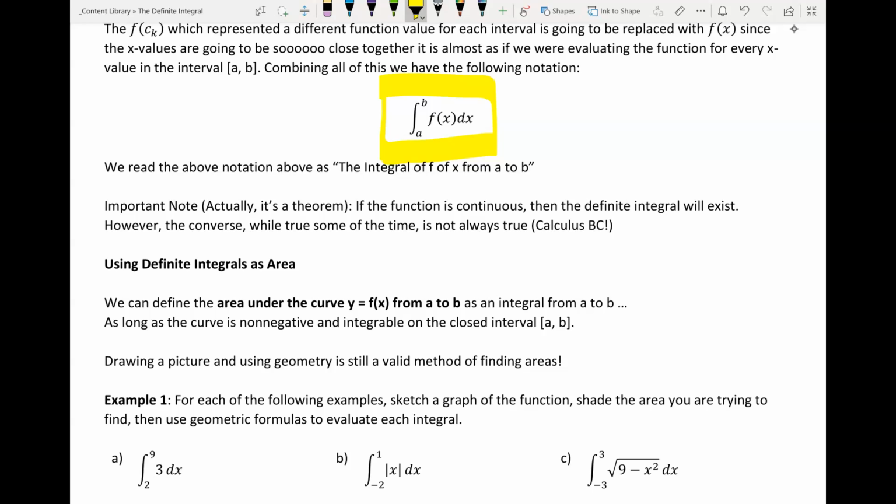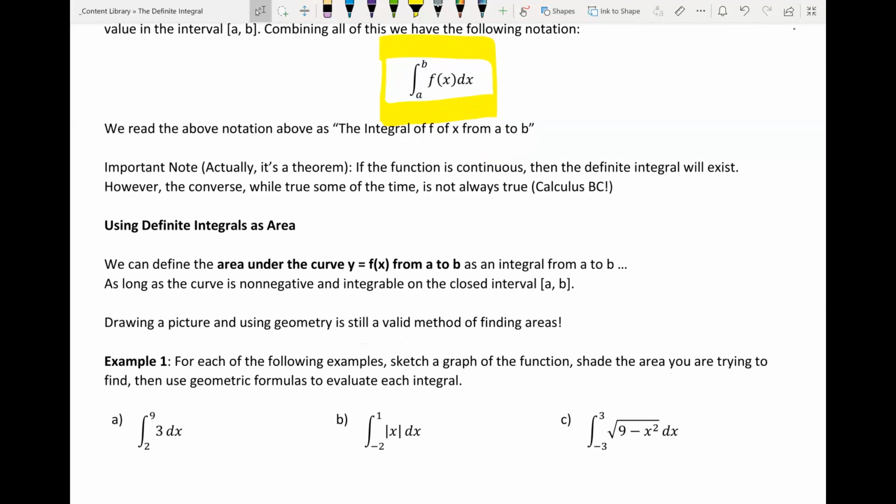So if a function is continuous, then the definite integral will exist, but the other way is not true. We can't say that if the definite integral exists, then the function is continuous. So just take note of that, and we're going to apply it later on.